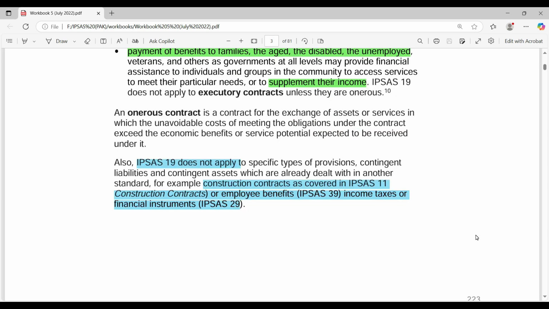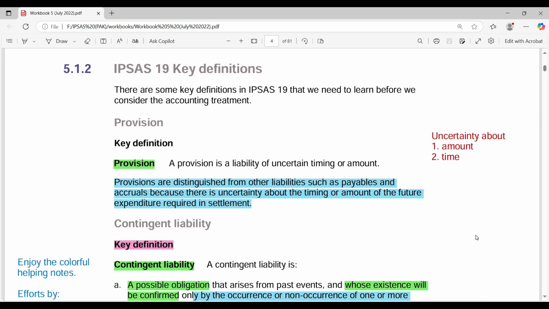Similarly, IPSAS 19 does not apply to construction contracts, as covered in IPSAS 11, or employee benefits, IPSAS 39, or income tax or financial instruments, which are covered in IPSAS 29. Now let us move towards the key definitions. Key definitions are very important.